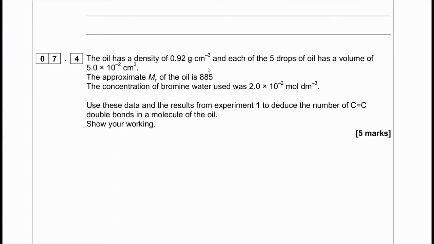So we know the density of our oil, and we know the volume of our oil. We've got 5 drops, so we need to times this by 5. Straight away, let's work out a mass of oil, because density ties together mass and volume. So mass of oil is going to be 0.92 times 5 times 5 times 10 to the minus 2. What I'm doing there is accounting for the 5 drops and my density, and I'm going to come up with 0.23 grams of oil.